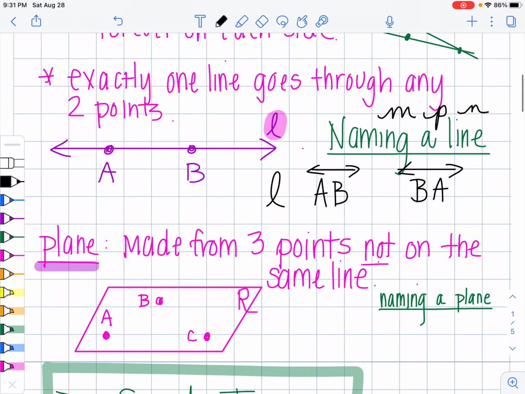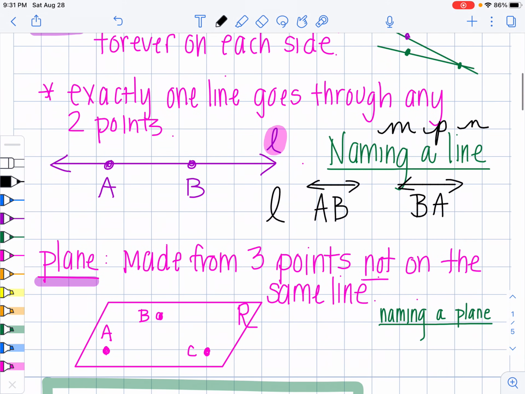Okay, next, plane. A plane is made up from 3 points that are not on the same line. And we draw a plane to look like this 4-sided shape, even though a plane extends forever in both directions. The thing that's easiest for students to see is wherever you're sitting right now, look at a wall or look at the floor, look at your ceiling. That's a plane. A plane is going to extend forever in 2 directions.